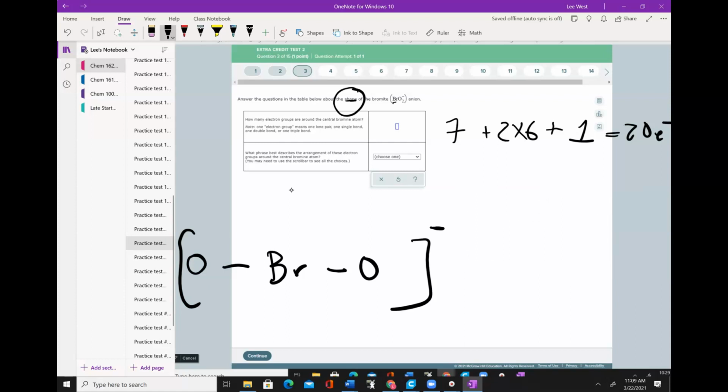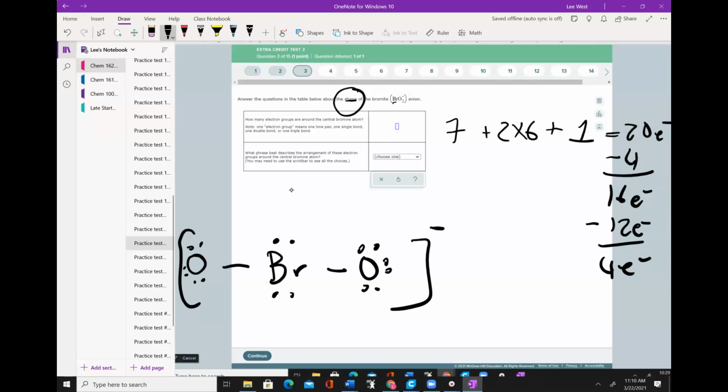And then we used 24 electrons just to get the general structure. That leaves 16 electrons remaining. So now we're going to complete lone pairs on our oxygens. There we go. And so that uses up 2 lots of 6, or 12 electrons. And then that leaves 4 electrons remaining that are going to go on the bromine.